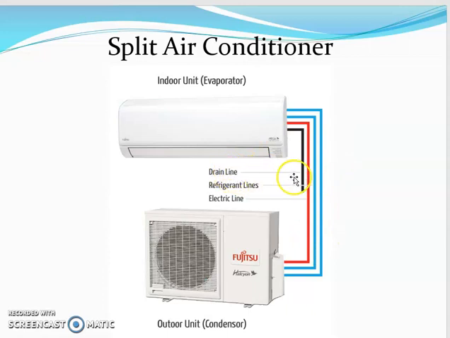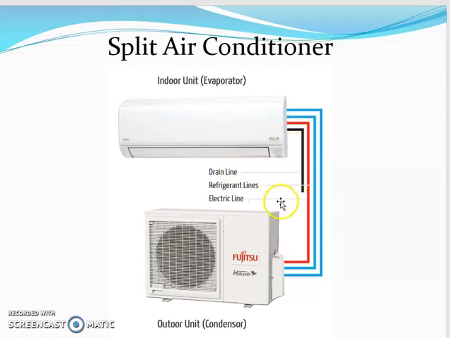So first is the drain line. This black color line is the drain line. This drain line is basically used to remove the moisture from the indoor unit. That moisture is collected due to condensation of moist air over the evaporator coil, and it is removed with the help of this drain line.